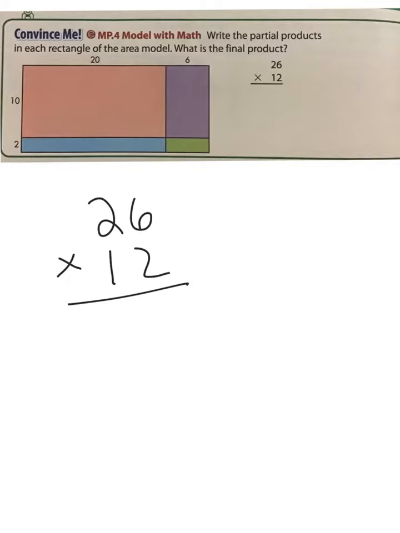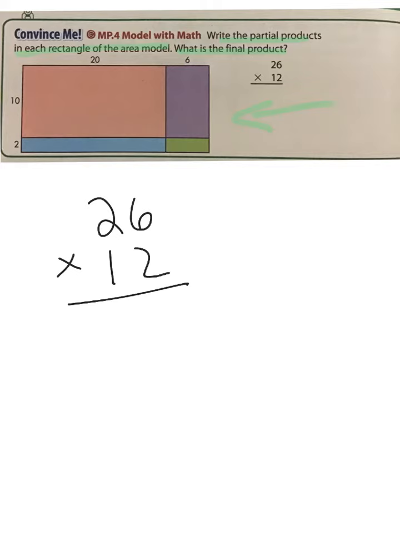At the bottom of the page, they have the convince me. It wants us to write the partial products in each rectangle of the area model. And what is the final product? Remember that a product is an answer to a multiplication problem. With this problem, they actually went ahead and provided the box for you. We're going to fill in the numbers in the box, and then we're going to put the partial products down on the bottom. Please do the partial products part in your notebook.